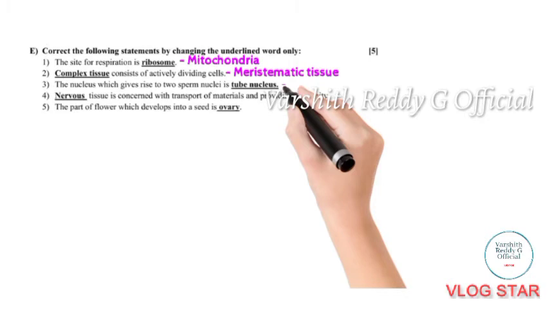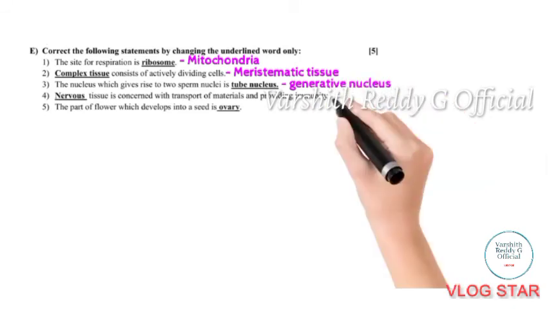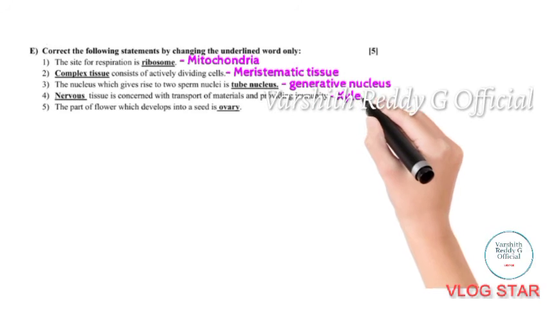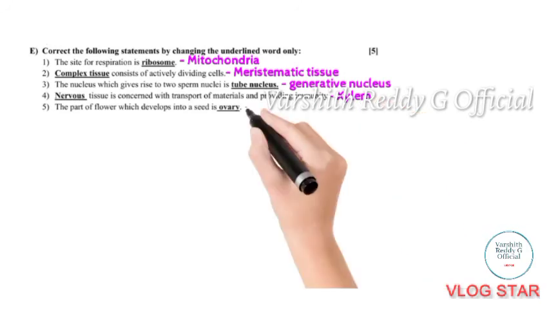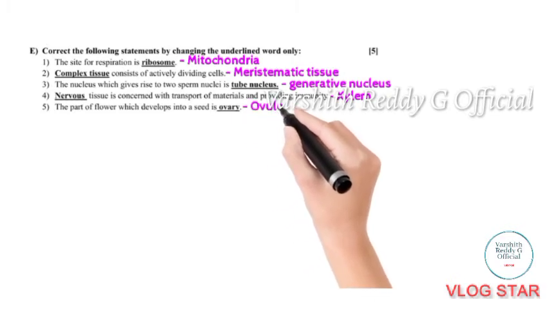Third one. The nucleus which gives rise to sperm nuclei is tube nucleus. The correct answer is generative nucleus. Nervous tissue is concerned with transport of material and providing immunity. The correct tissue is xylem tissue. Fifth one. The part of the flower which develops into a seed is ovary. The correct answer is ovule.